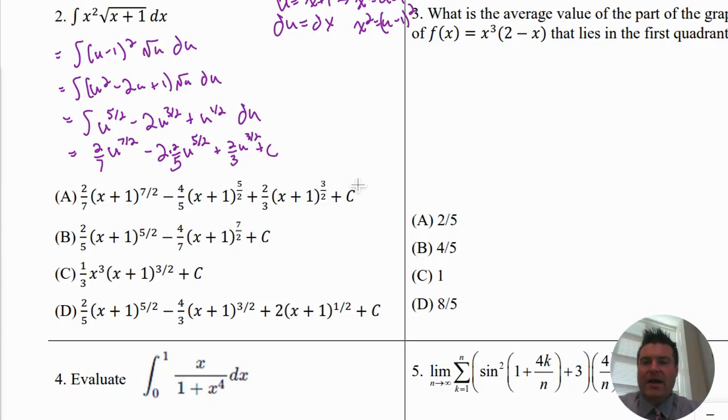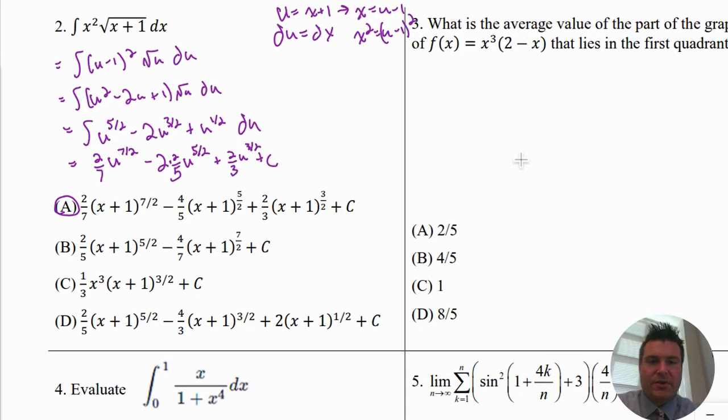At this point, I'm not going to finish this problem because all I have to do is substitute in these u's, and I can see that a is going to match up here, because I have the 2 sevenths, and then instead of u, it's x plus 1 to the 7 halves, minus this middle term gives me 4 fifths x plus 1 to the 5 halves, plus 2 thirds x plus 1 to the 3 halves. So it's clearly a.